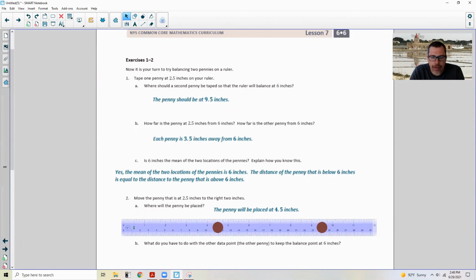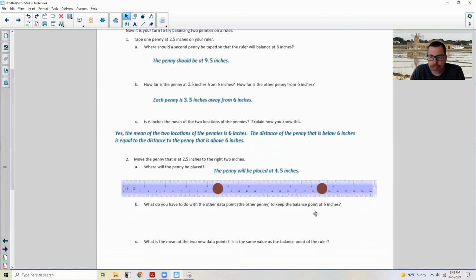B says, what do you have to do with the other data point, the other penny, to keep that balance point at 6 inches? So now we're off, and since we moved this one 2.5 inches, we have to move this one to the left a half, 1, 2 to 7. Is that right? Oh no, they moved this one 2 inches. So we go from 9.5 to 7.5. So the answer to this is we would have to move the penny on the right 2 inches to the left.